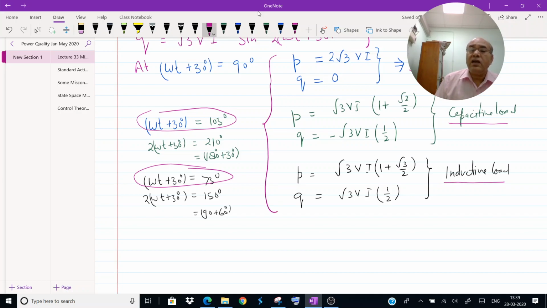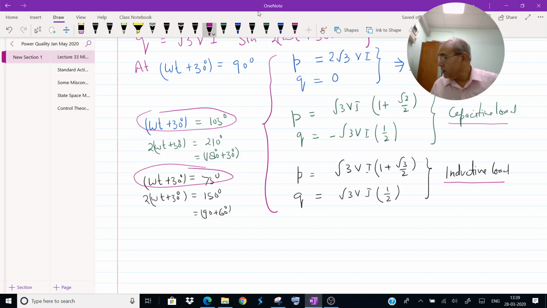Rather, we will observe these quantities over a period of one cycle, and then we can say what the average value of these powers is. Then we can say whether the load is resistive, capacitive, or inductive. So we need at least one cycle time to observe the P and Q components, and then we can identify the nature of the load.